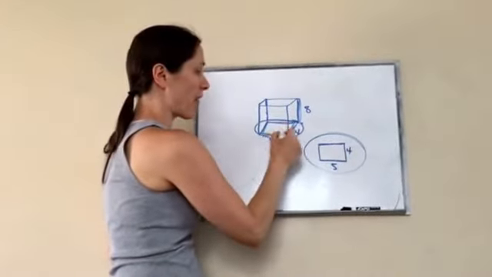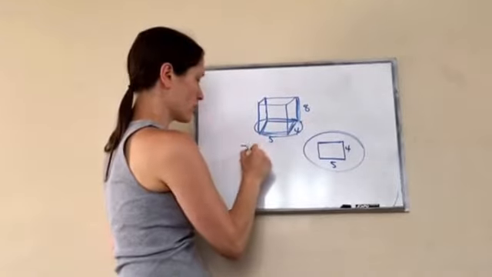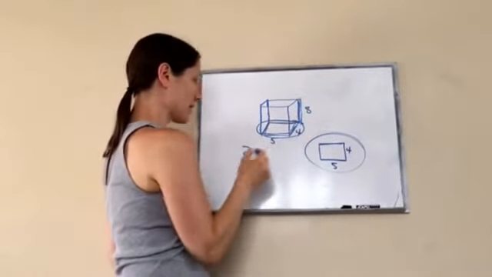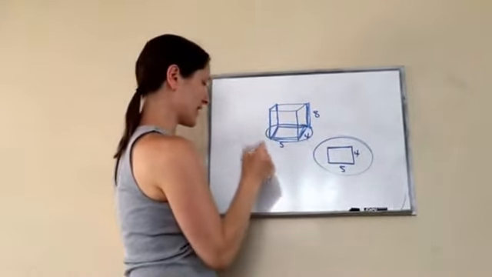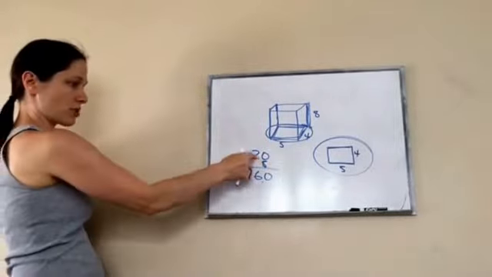So the area of the base was what? 5 times 4 is 20. And 20 times 8 is 160.